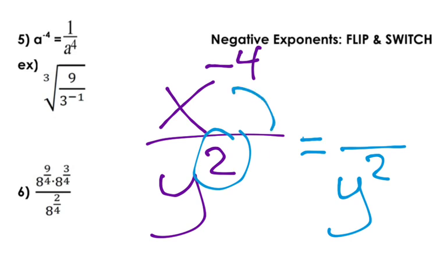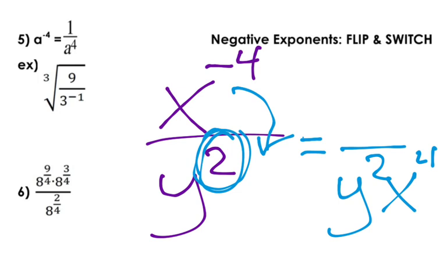But because you have an x with a negative 4, it's going to have to flip to the denominator, and then that negative 4 is going to switch to a positive 4. And you might be asking yourself, well, what goes in the numerator? I thought something has to flip up there. Doesn't the y flip up there? No, you don't touch the y.